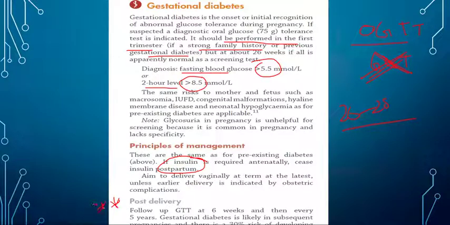The follow-up of gestational diabetes comes in the exam and is very important because if a patient develops gestational diabetes, there is a 30% risk of developing diabetes later on in their life. So just to avoid that, you need to follow up the patient at least every 5 yearly. So follow up with OGTT at 6 weeks and then every 5 yearly. So that is the follow-up for gestational diabetes. It comes in the exam many times, a very important one.